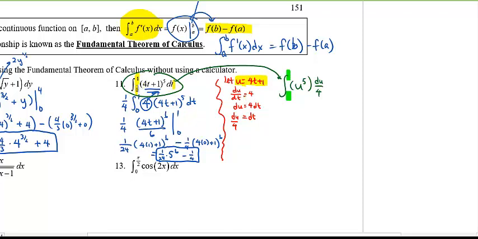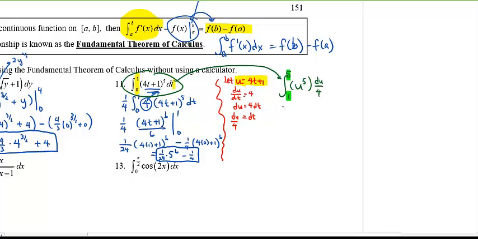So if I plug in 0 for t, 4 times 0 is 0 plus 1 is 1. My new lower limit is now 1. Similarly, if I plug in 1, 4 times 1 is 4 plus 1 is 5. My new upper limit is now 5. And so now you've changed everything, including the limits, to in terms of u.